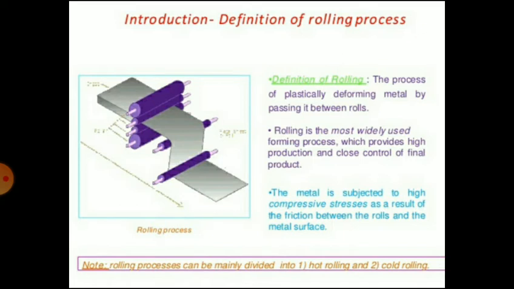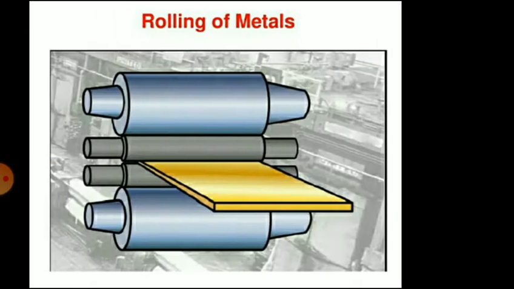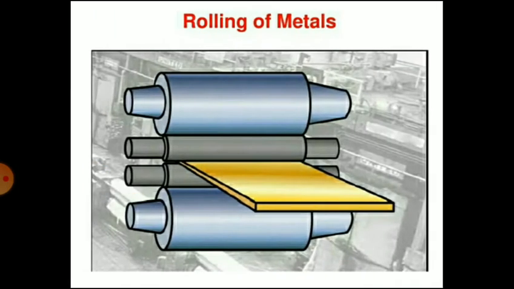The starting material is cast ingot, which is broken down by hot rolling into blooms, billets, and slabs, which are further hot rolled into plate, sheet, rod, and bar, etc. So this is the hot rolling process. This is the rolling of the material.